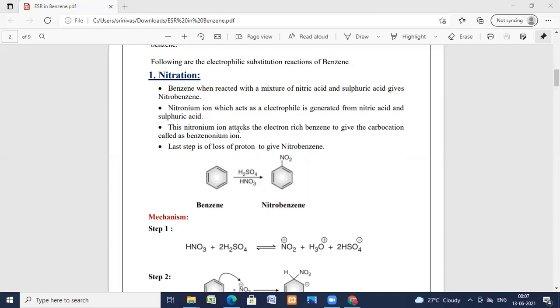This nitronium ion attacks the electron-rich benzene to give a carbocation, the benzenonium ion. The last step is the loss of a proton to give nitrobenzene. You can see benzene in the presence of sulfuric acid and nitric acid forms nitrobenzene.